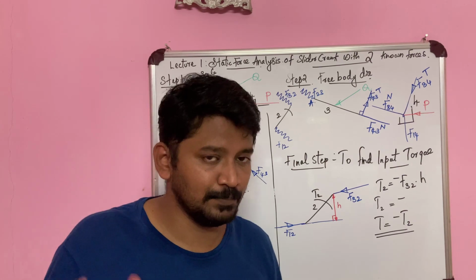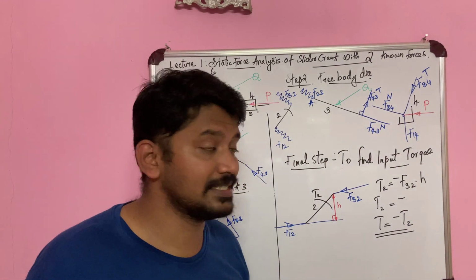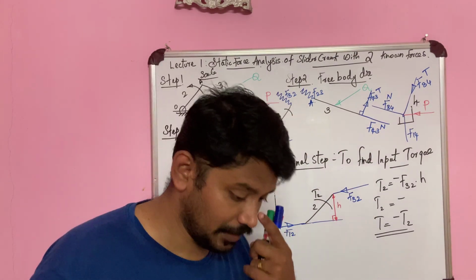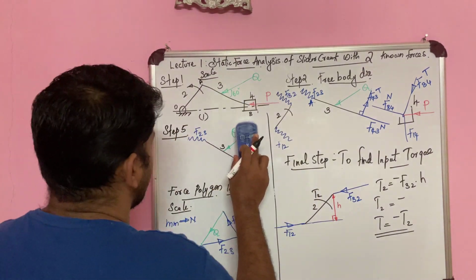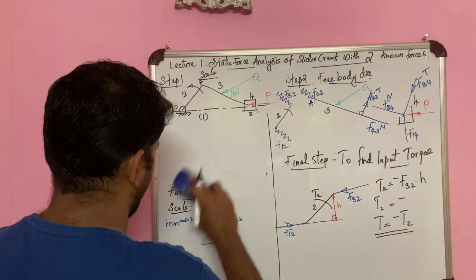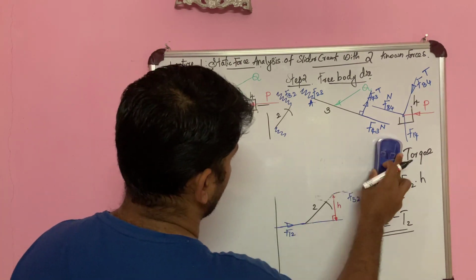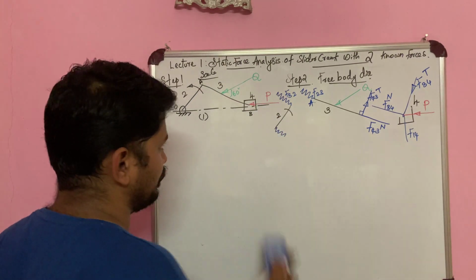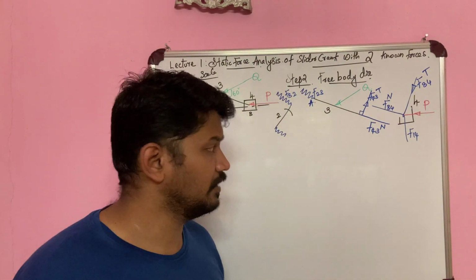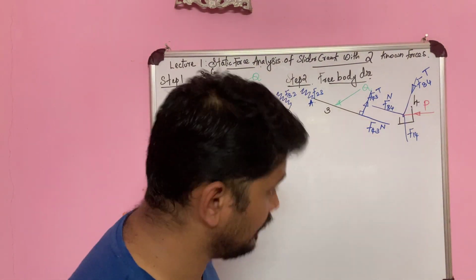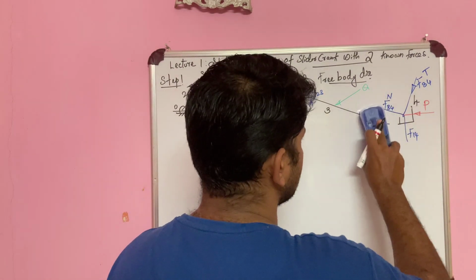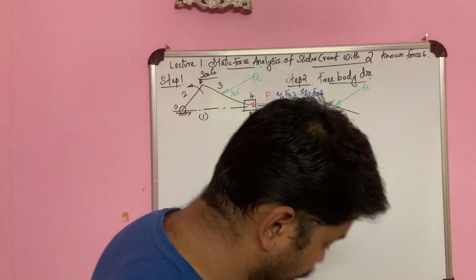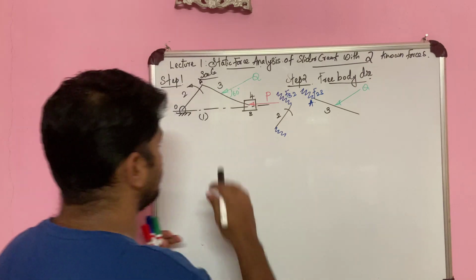Now let us go into detail on how to solve static force analysis of a slider crank with two known forces. Due to space constraints, some of the drawings I'll try to accommodate within the board. So let us see how it works out. First we are drawing the configuration diagram.